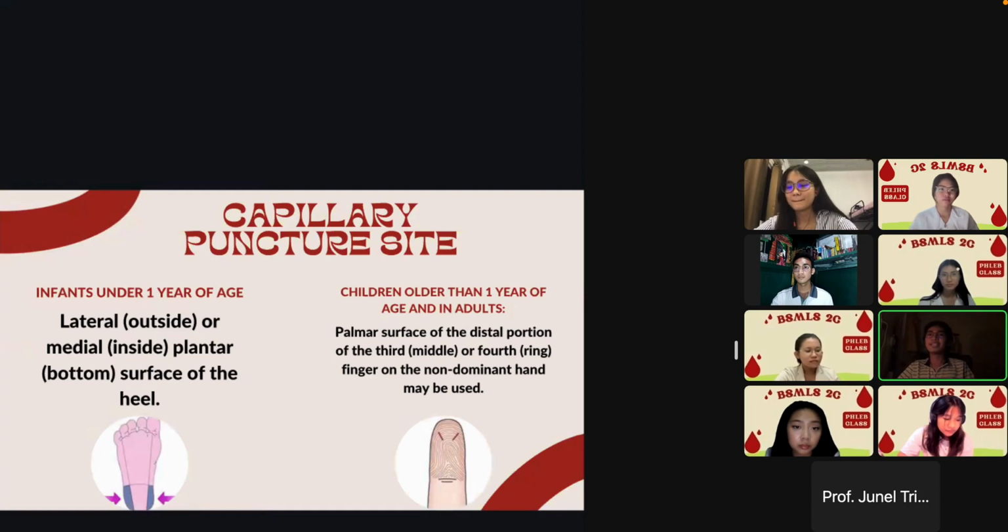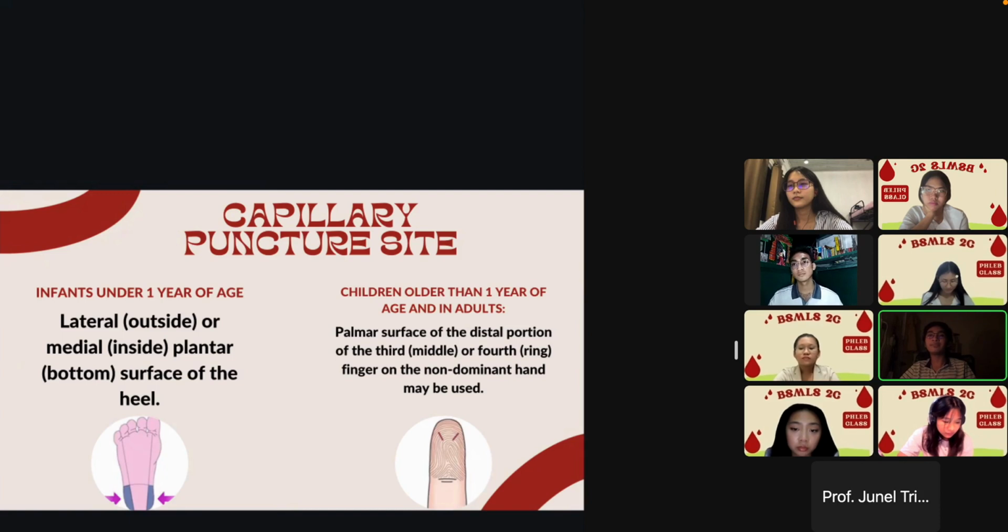Okay, so next topic is the capillary puncture sites. So these are the sites kung saan tayo nagpe-pick or nagpa-puncture. So for infants under 1 year of age, the area is the lateral, outside, or medial inside plantar bottom surface of the heel. Meanwhile, kapag children older than 1 year of age naman and in adults, it is the palmar surface of the distal portion of the third middle or fourth ring finger on the non-dominant hand to be used.